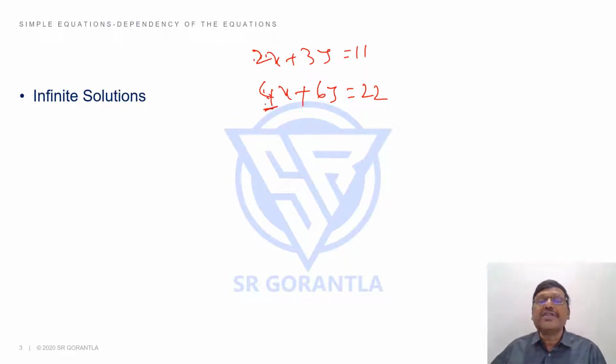You can see, students, this is nothing but 2 times of this first. Yes or no? 2 twos are 4, 3 twos are 6, 11 twos are 22. So these two are not independent equations. Hence, I cannot find a unique solution. I can have infinite solutions for that.